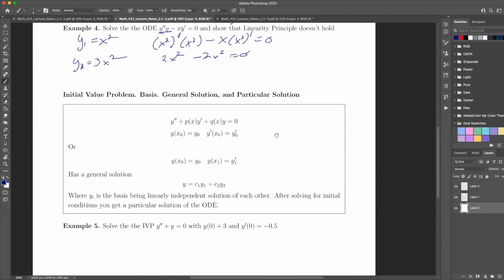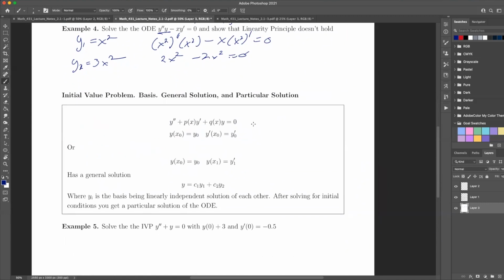All right, so let's talk about actually solving things. Here we're going to solve initial value problems, with a basis and a general solution and a particular solution. So here we're going to be given a linear homogeneous problem. We're going to give some initial conditions. The initial conditions can come in two forms. They can either be some point and a derivative at some point, right?